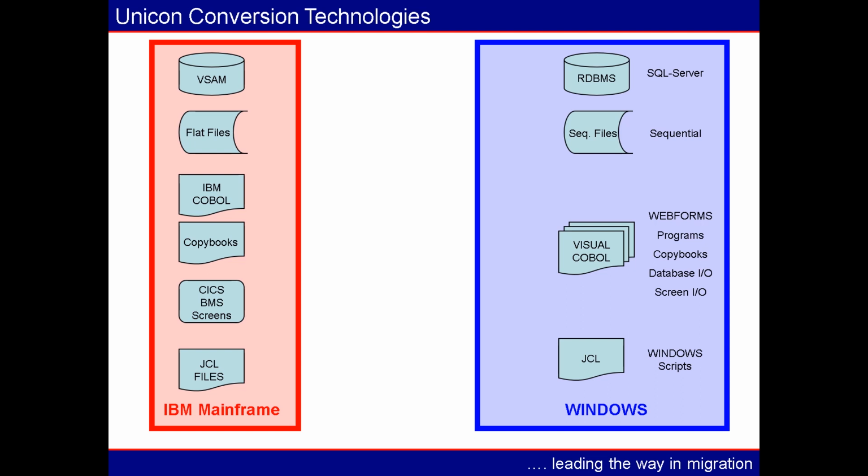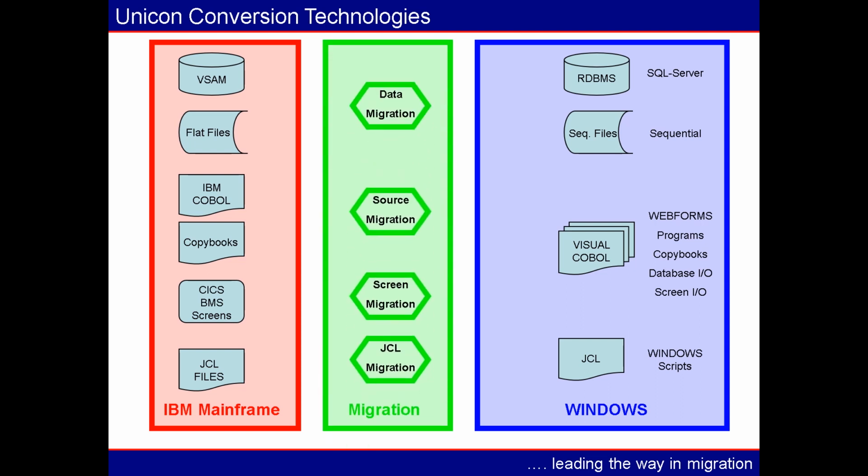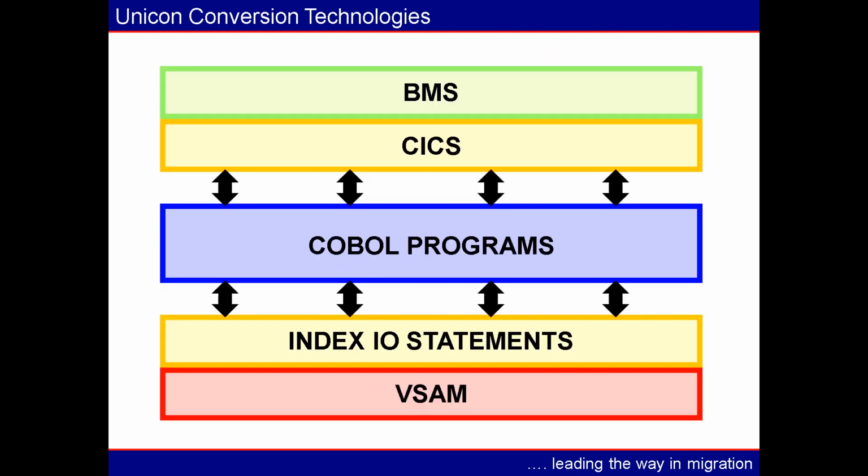The appropriate code and data converters that will perform the required conversion to these particular components will be selected from the large inventory of Unicon converters. The IBM code and data will be read by the Unicon converters, and the converters will generate the Windows code and data components that were chosen by the customer. The migrated applications are now true Windows applications constructed using the customer's chosen components.